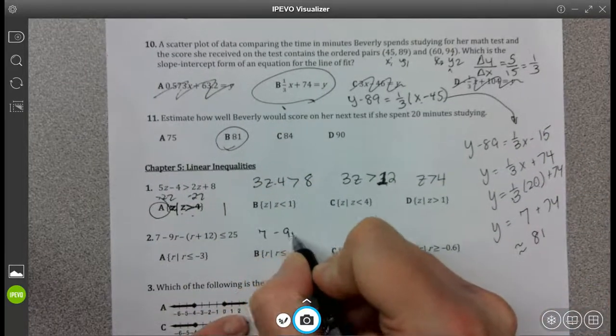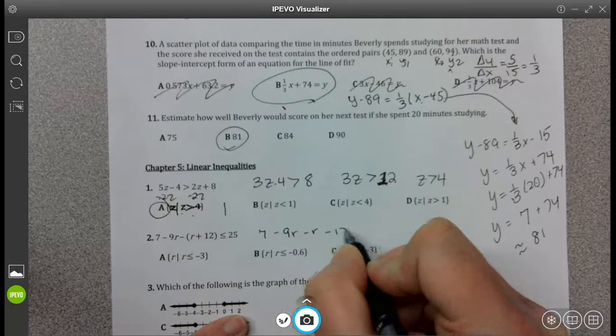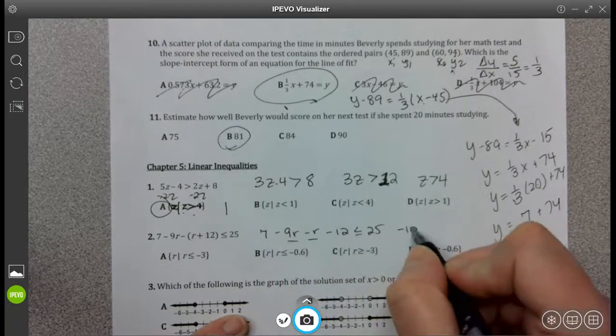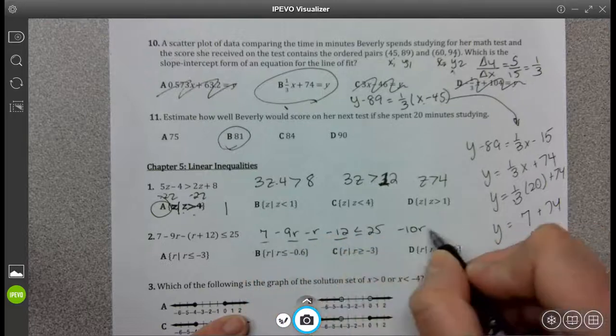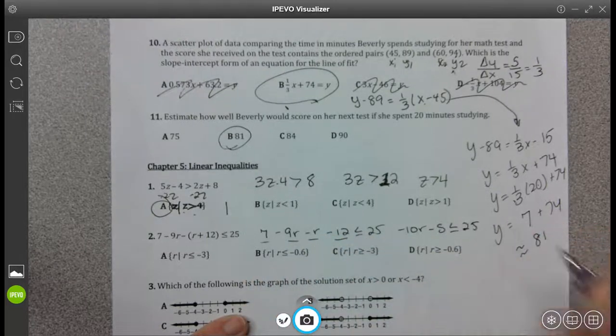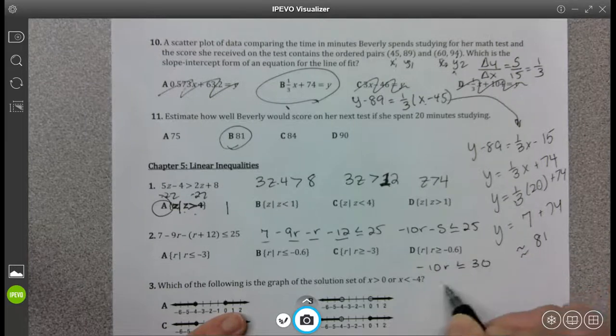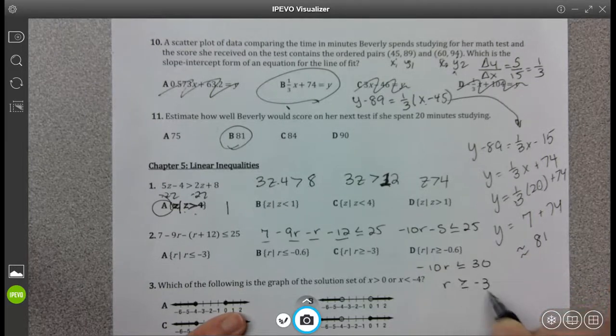Here, we're distributing the negative. And then simplify before you solve. It's going to be negative 10r. Put those together. Put these together. And then solve. Add 5 to both sides. Divide by negative 10. Remember, we flip the sign.